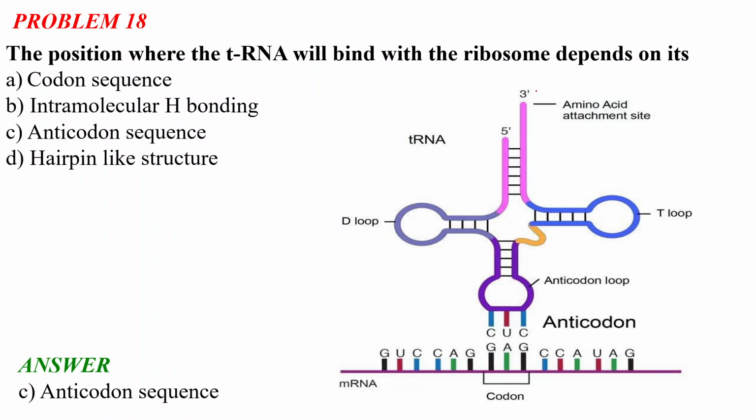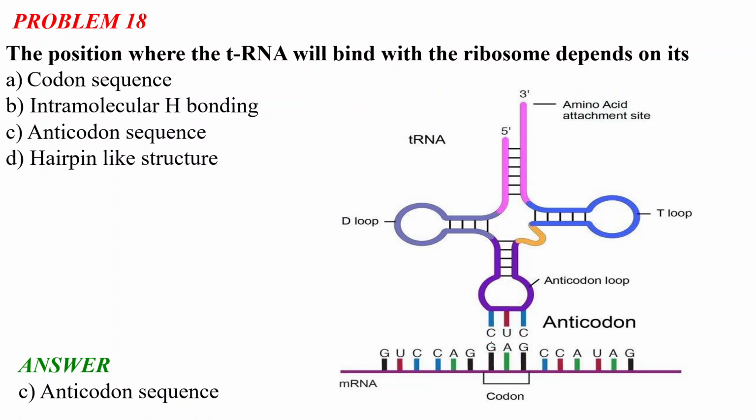One end is the 3' region, which is the amino acid attachment site. The first loop is called the T loop, the second loop is called the anticodon loop, and the third one is called the D loop. In this anticodon loop, there is an anticodon.